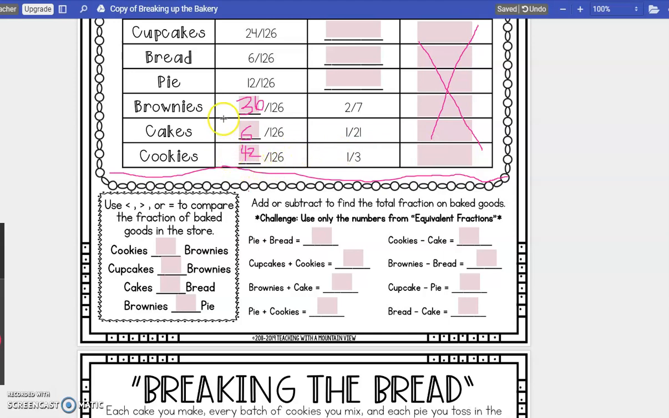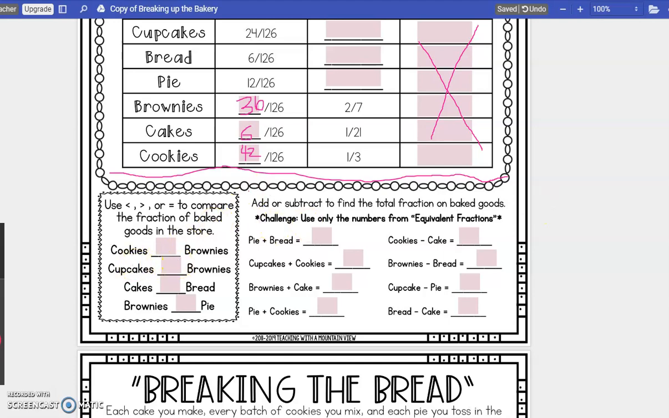For your answers for your homework, you should have gotten 36 out of 126 for brownies, 6 out of 126 for cakes, and cookies should be 42 out of 126. So let's go ahead and we're going to look at cookies and brownies.